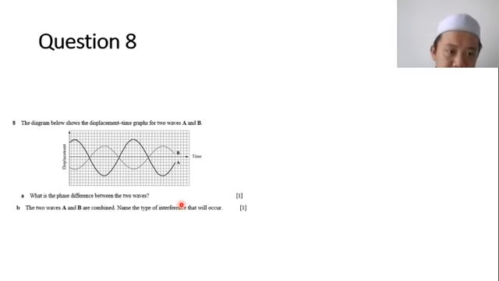Now, question 8. The diagram below shows the displacement-time graphs for two waves A and B. What is the phase difference between the two waves? This is straightforward. Part A and part B each give you 1 mark. Some were careless. Maybe they wanted to answer 180 degrees, but wrote 2 pi or 360.